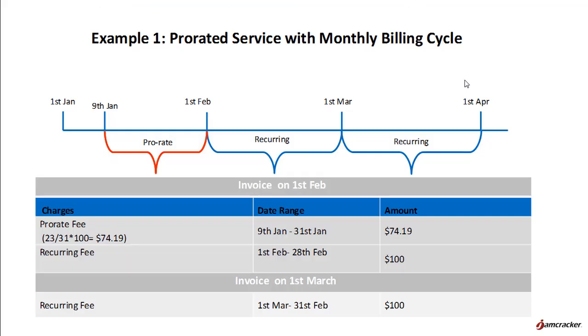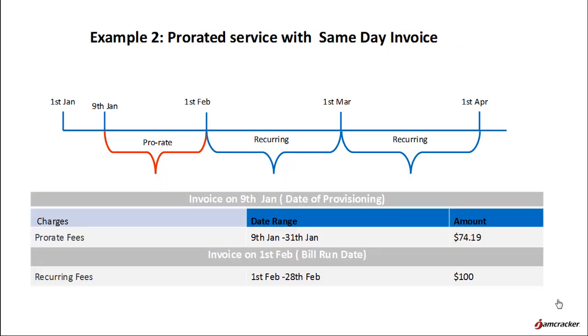John orders a service on 9th January and it is provisioned on the same day. On 1st February, which is a bill run date, John will be invoiced for prorate fee and the recurring fee. On 1st March, John will be invoiced for recurring fee only. In the case of same-day invoicing, John will be invoiced on 9th Jan for prorate amount. On 1st February, which is bill run date, John will be invoiced for recurring amount.